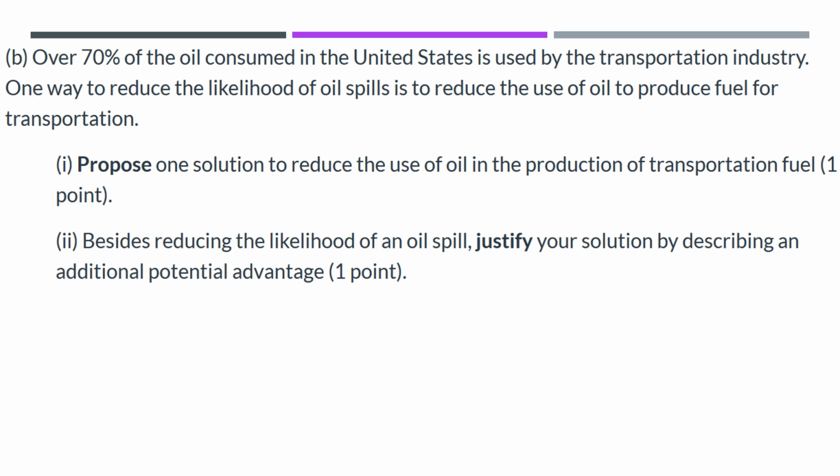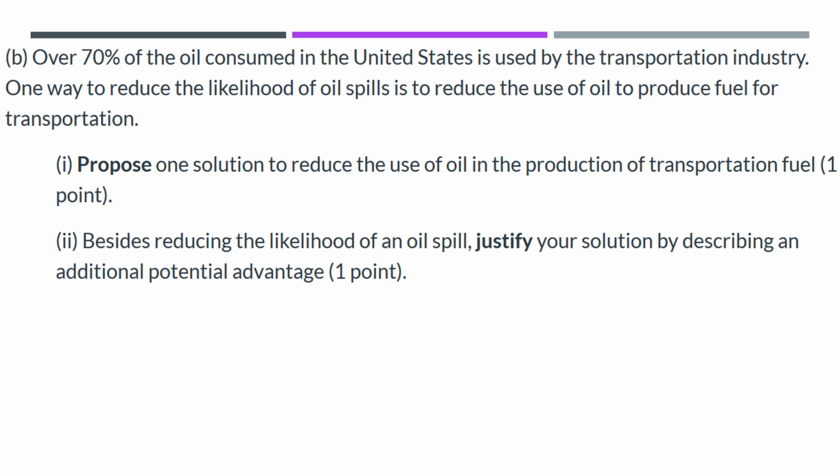So our second part of the FRQ, B: over 70% of the oil consumed in the United States is used by the transportation industry. One way to reduce the likelihood of oil spills is to reduce the use of oil to produce fuel for transportation. 1. Propose one solution to reduce the use of oil in the production of transportation fuel.